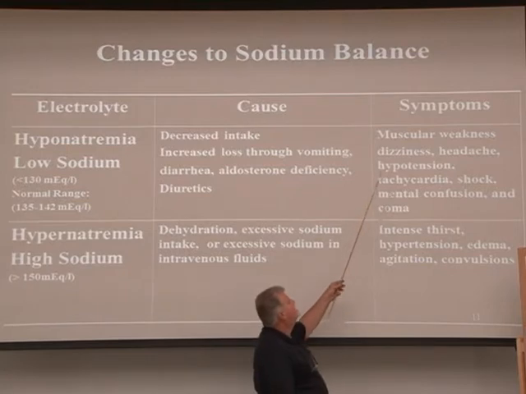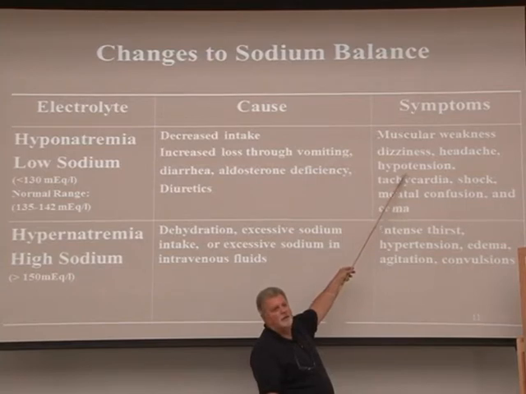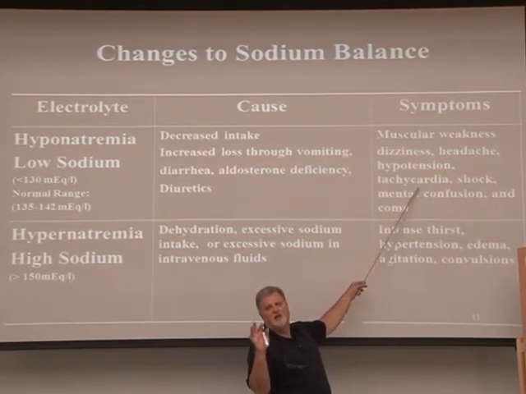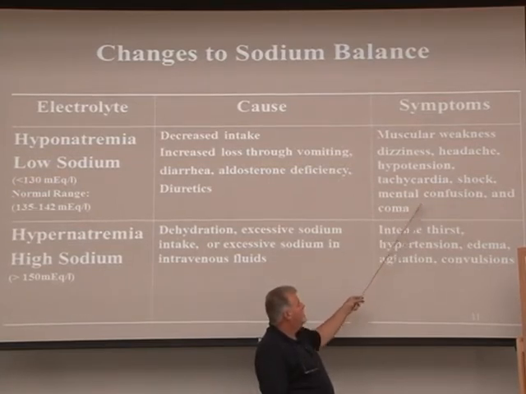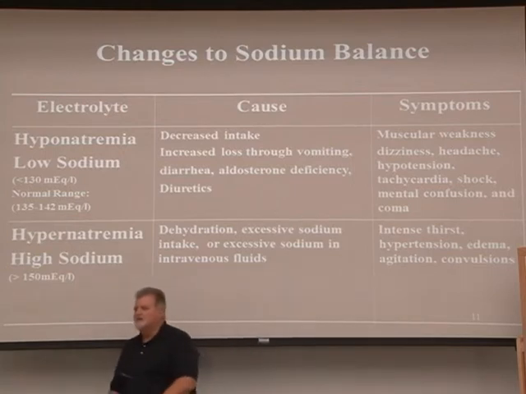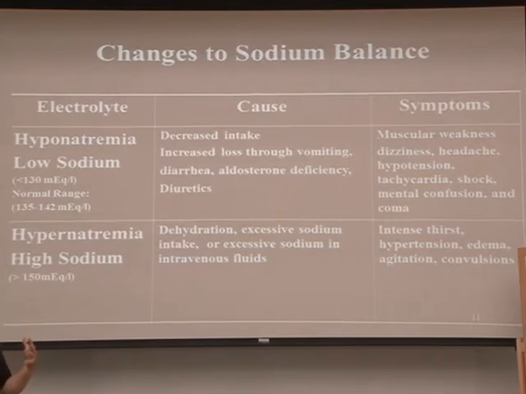So what would we see in the patient? Over here, muscle weakness, dizziness, headache, hypotension, which is low blood pressure, tachycardia, which is a high heart rate, and then they tend to go towards shock, mental confusion, and coma. It's something we'd see in athletic events where it's warm, and they've been drinking regular water and not Gatorade or something else. Marathoners in particular become hyponatremic pretty quickly, so you always have to be careful. Distance bike riders as well.